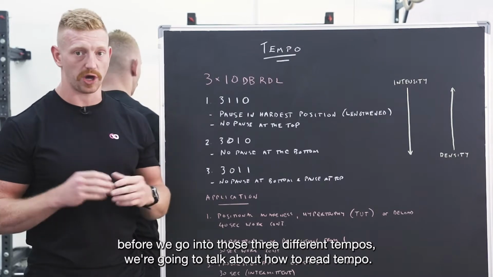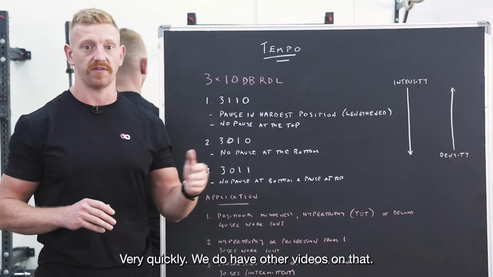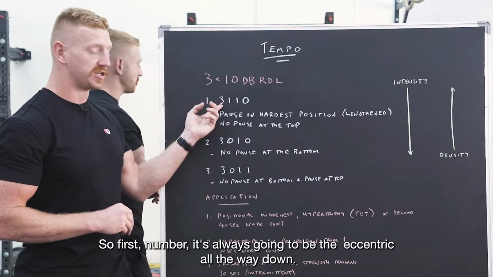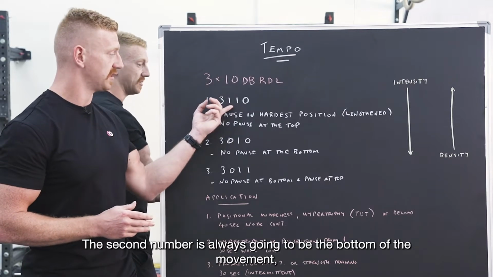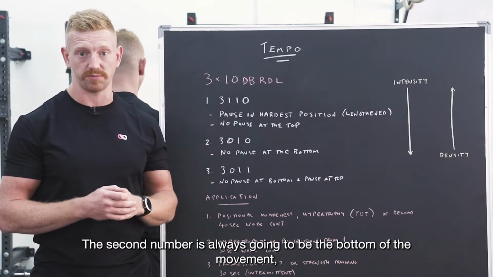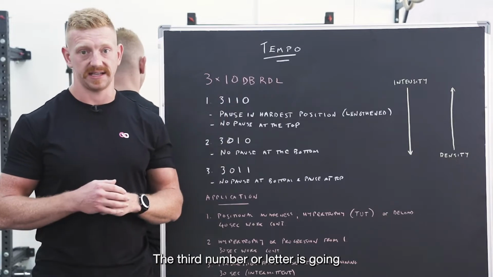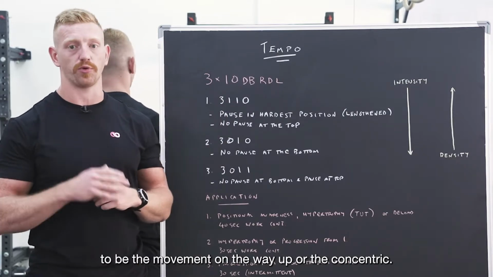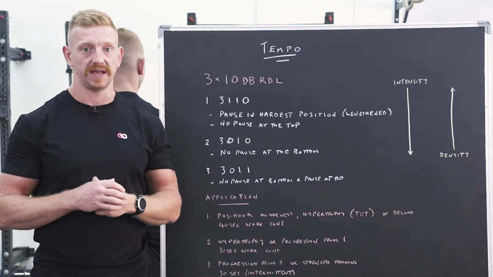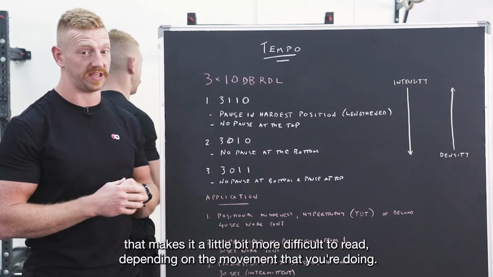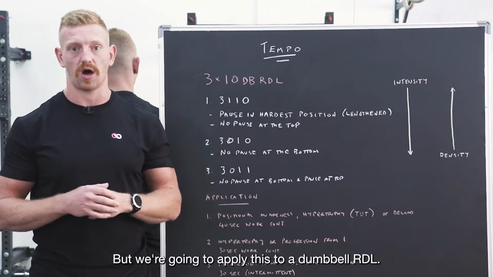So quickly, before we go into those 3 different tempos, we're going to talk about how to read tempo very quickly. We do have other videos on that. So first number is always going to be the eccentric or the way down. The second number is always going to be the bottom of the movement, whether you're pausing or not. The third number or letter is going to be the movement on the way up, or the concentric. And the fourth number is going to be at the top of the movement. Now, obviously, that makes it a little bit more difficult to read depending on the movement that you're doing, but we're going to apply this to a dumbbell RDL.